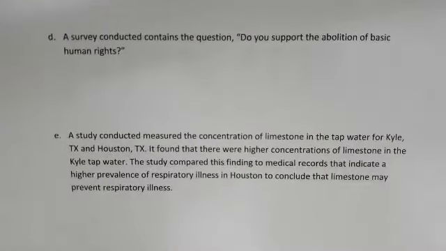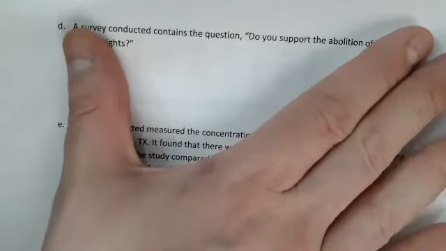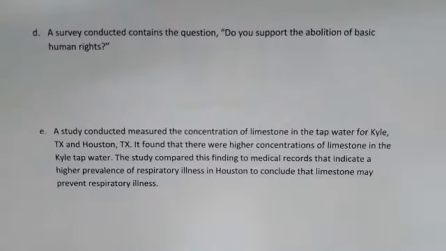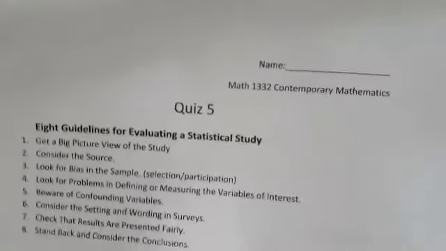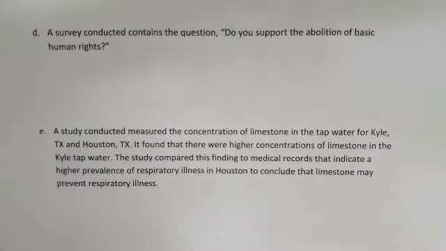We got 2 more examples that are going to use this. So if I look here, the survey conducted contains the question, do you support the abolition of basic human rights? If I were to ask you this question, it really sounds like I'm going to say yes. Do you support the abolition? Absolutely. Oh, wait, what? No. So this is a misleading sort of wording thing happening here. You have to be really careful with how you word things. Consider the setting and wording in surveys.